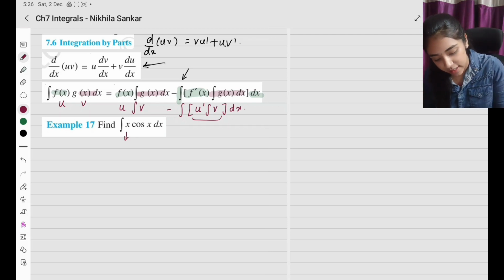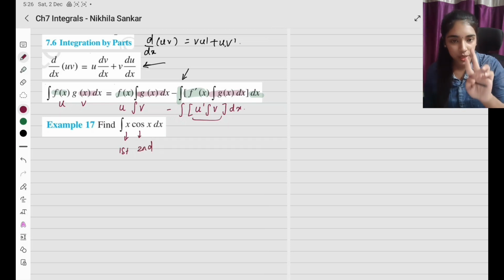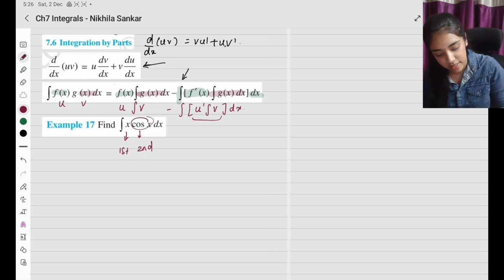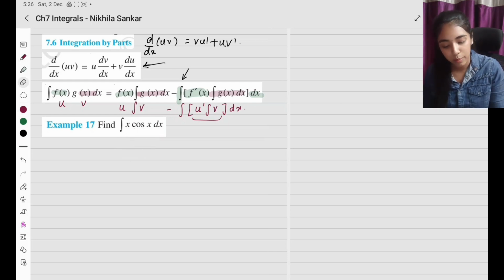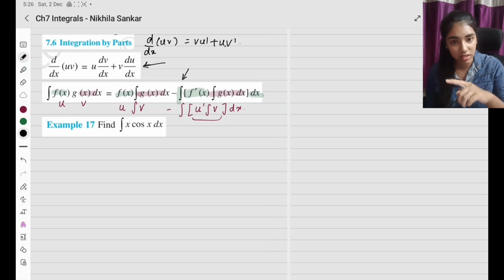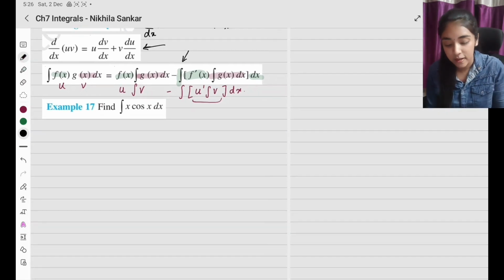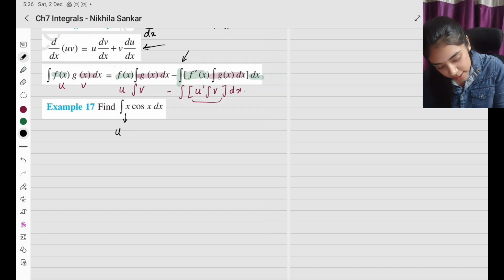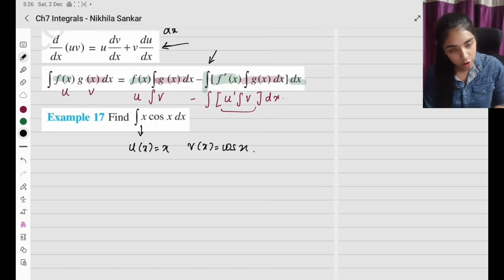Now you can take this as the first function and this as the second function, or you can take it the other way around. You can take this as the first function and this as the second function. So how are we going to decide? We will see that. We will try to solve in both the methods. We will see which is easier and how to decide. So now what is my first function? This is going to be u of x is going to be x and v of x is going to be cos x. So when I apply the formula, what do I have?